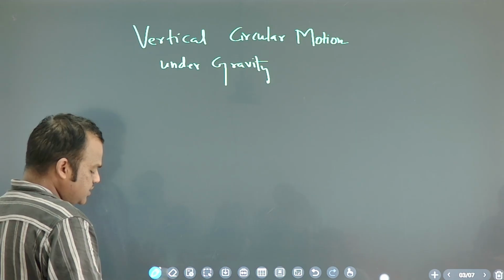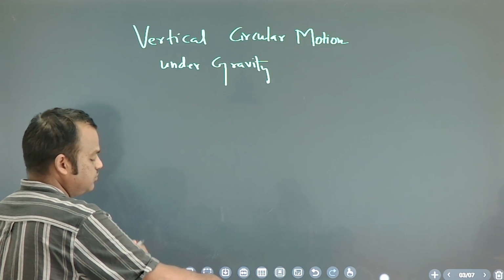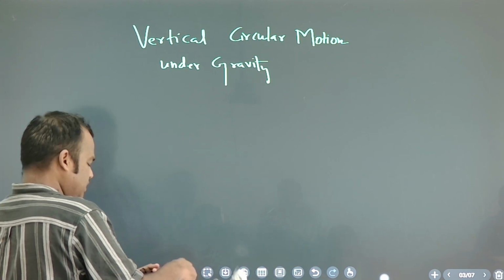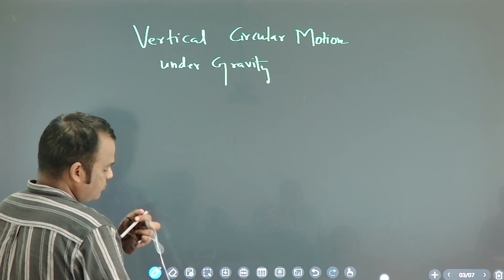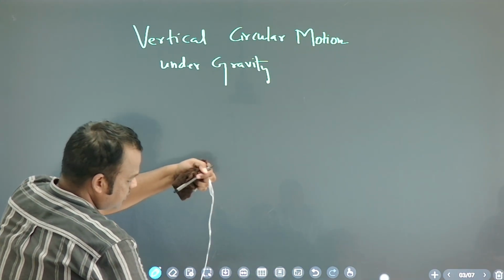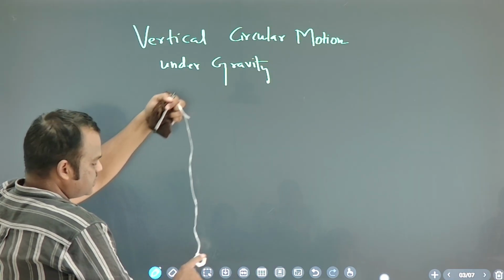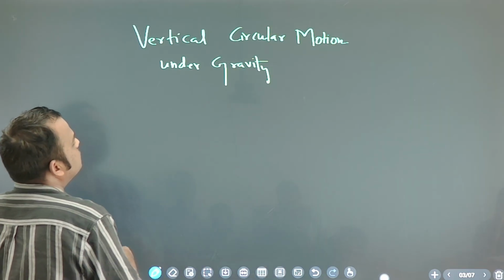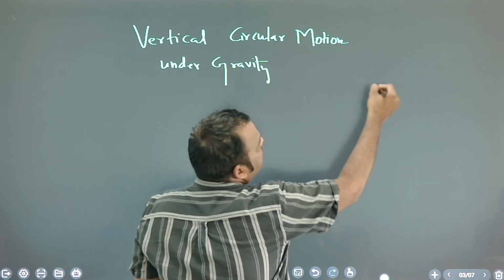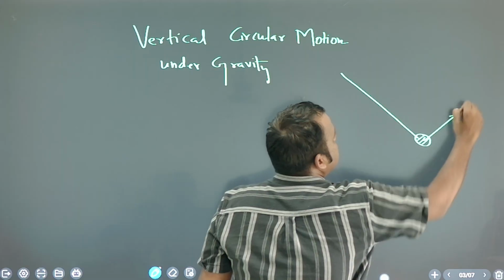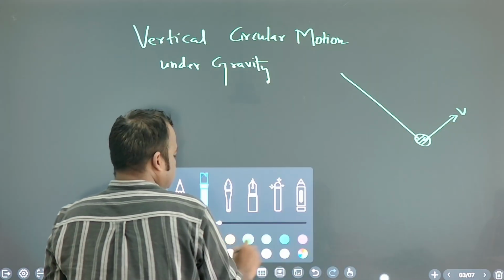So where is tension acting? Towards the center. Very good. You see, the ball is going like this. Tension is acting along the string. Where is mg acting? Downward. We have discussed that before. Suppose the ball is here. This is the velocity. So tension.